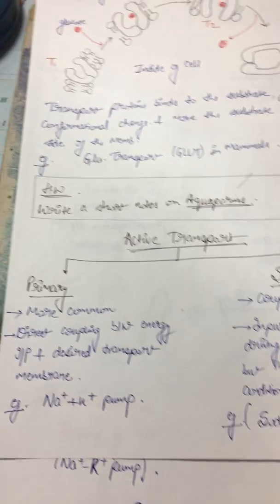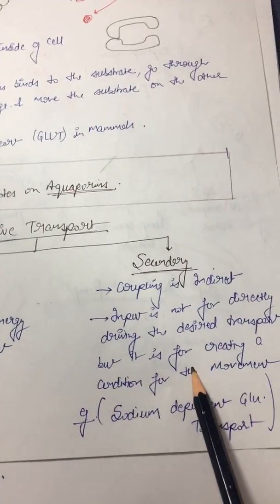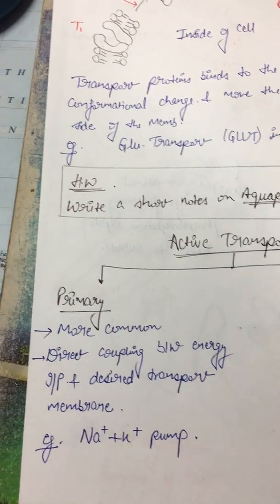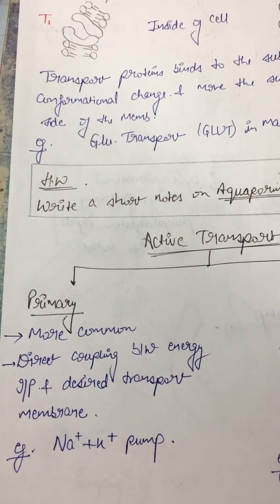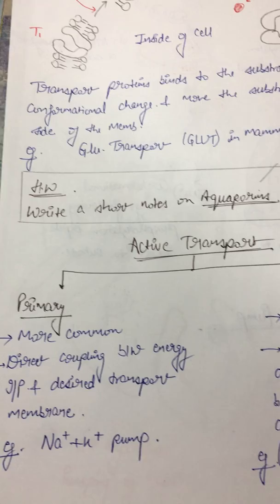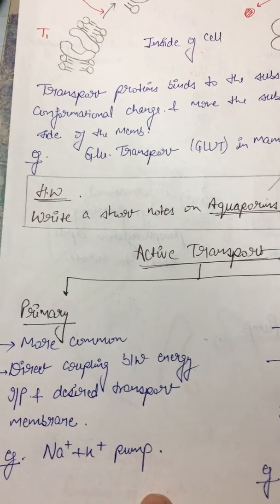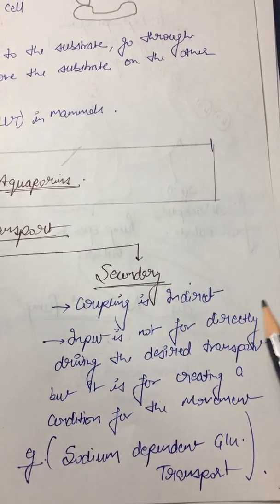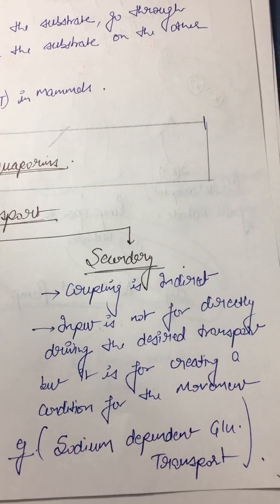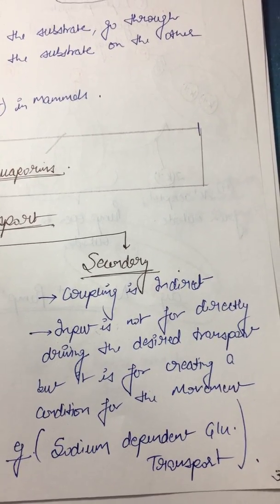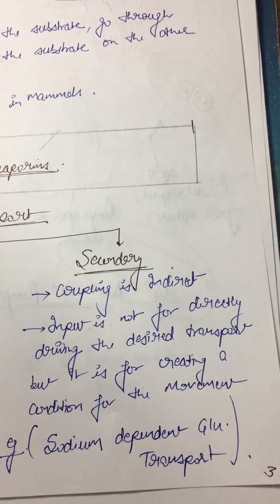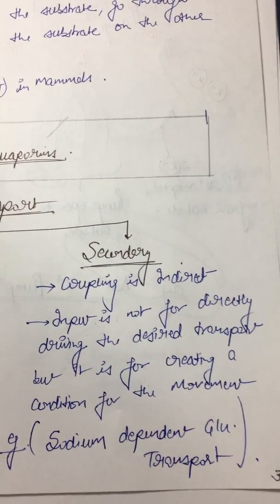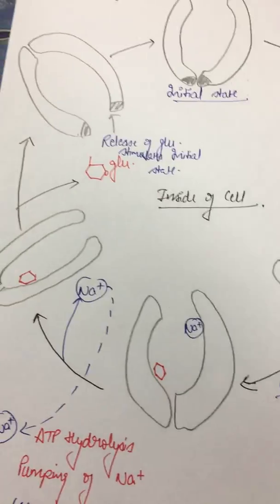Now the active transport. There are two types, primary and secondary. Primary is the most common active transport. Direct coupling between energy input and the desired transport protein takes place, for example the sodium potassium pump. We will see it in detail on the next page. Now the secondary active transport. In this process, energy coupling is indirect. The energy input is not for directly driving the desired transport, but it is for creating a condition for the movement, like sodium dependent glucose transport.